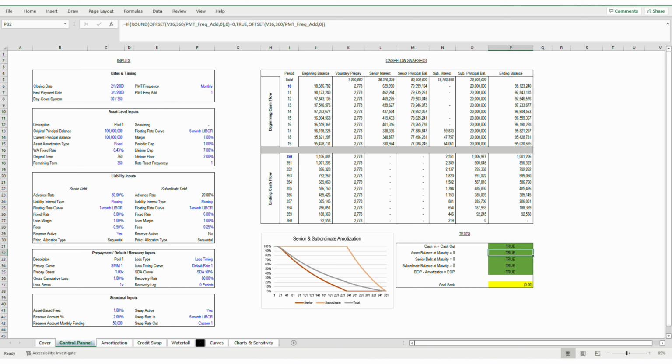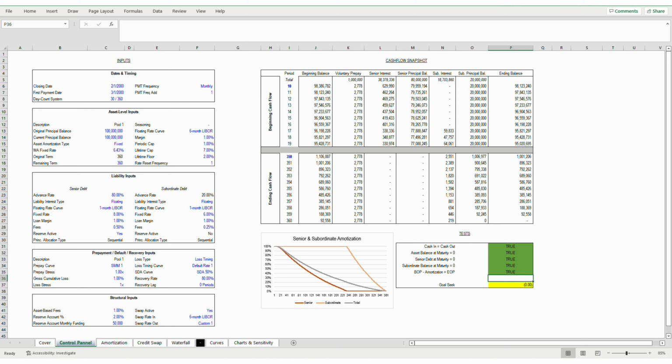The second, asset balance, ensures the amortization schedule is working right. Now, if the next two tests don't work, that is, if the senior and subordinate balances don't equal zero at maturity, that doesn't mean that the model is inaccurate. What it means is that the rate used to generate asset-level cash flows isn't high enough to pay off those liabilities, which can happen for an array of reasons, as you'll soon see.